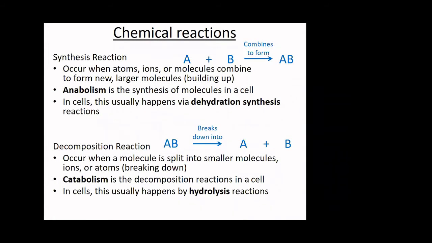There are two kinds of reactions that happen in our cells that are super important because they're pretty much the reactions that make and break things in our cells. A synthesis reaction is when you take things and put them together, right? You're synthesizing something, you're combining them together. In our cells, we call that an anabolic reaction. And that happens through a process called dehydration synthesis that we'll talk about more later.